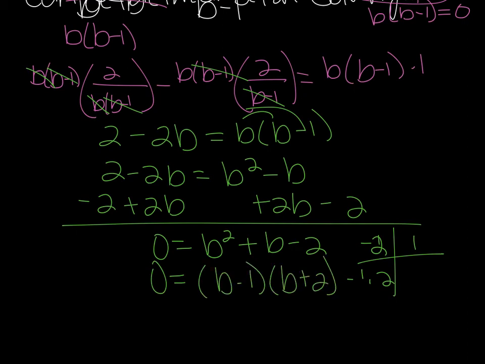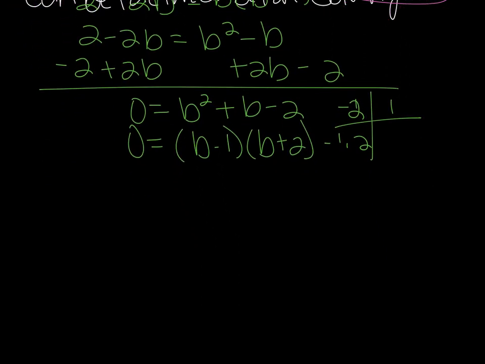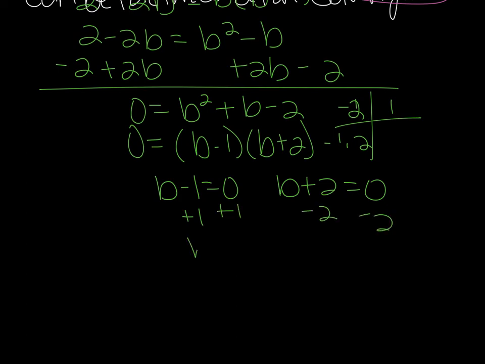B plus 2. Okay, and then once it's factored, set each factor equal to 0, because if 0 equals b minus 1 times b plus 2, the only way that's possible is if b minus 1 equals 0 or if b plus 2 equals 0. So I have two answers. B could be 1 or b could be negative 2.